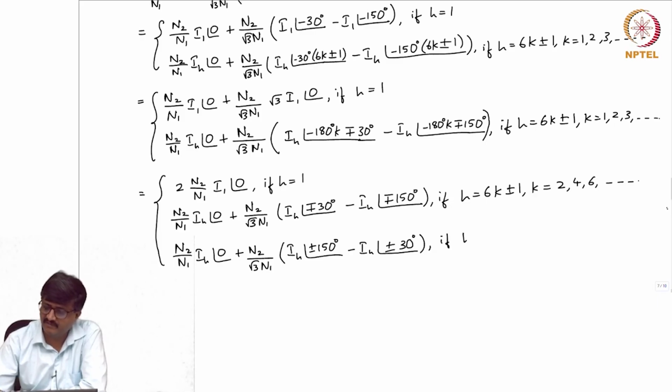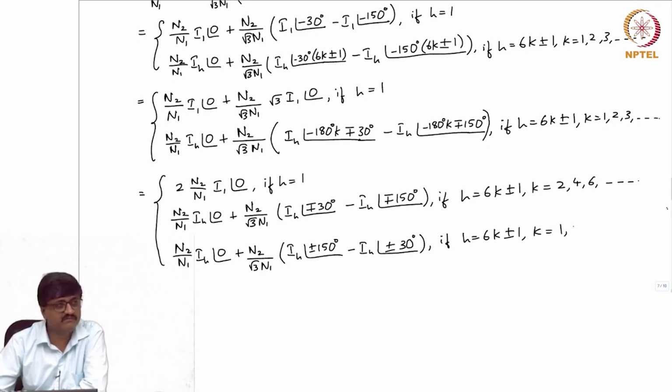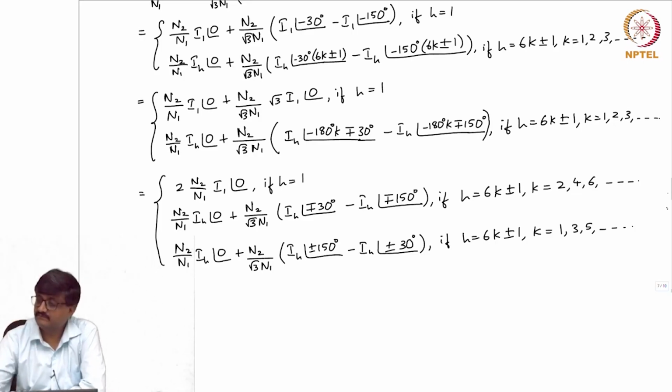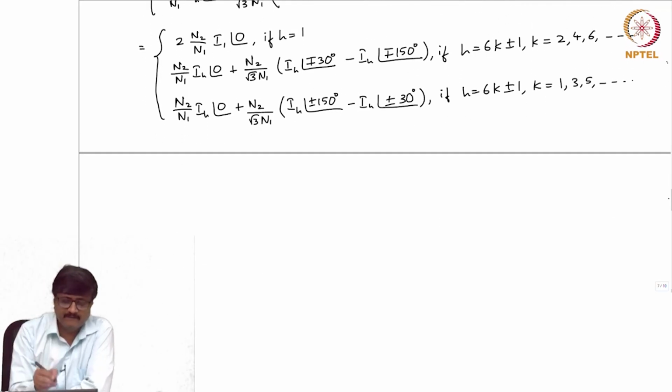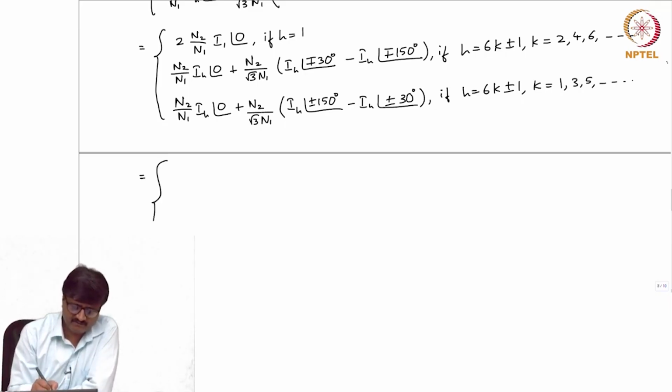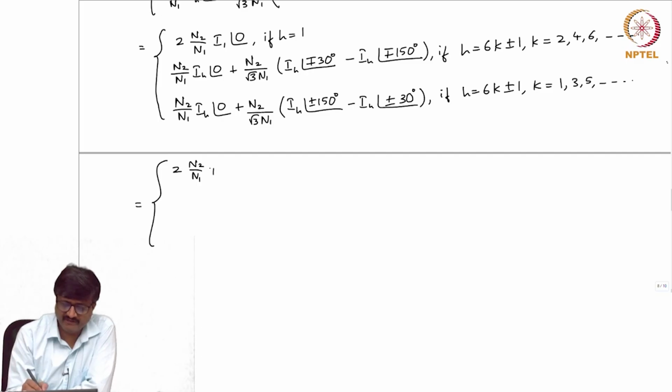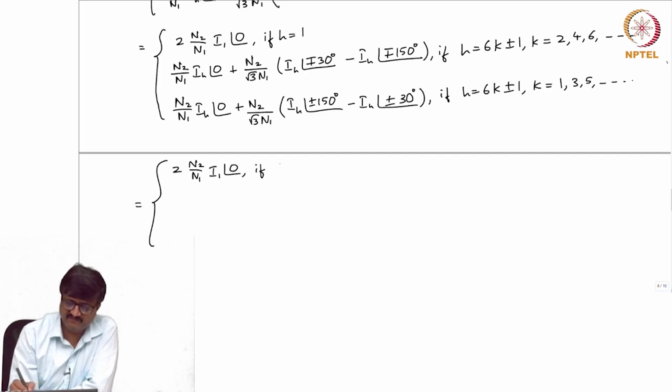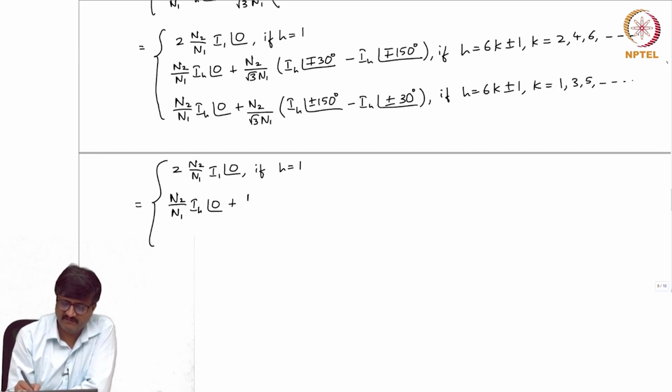So, this is applicable if H is equal to 6k plus minus 1, k is equal to 1, 3, 5, and so on. Let us take all these cases. The first case is 2 n2 by n1 I1 at an angle 0 if H is equal to 1. Then the second case is n2 by n1 IH at an angle 0 plus n2 by root 3 n1.